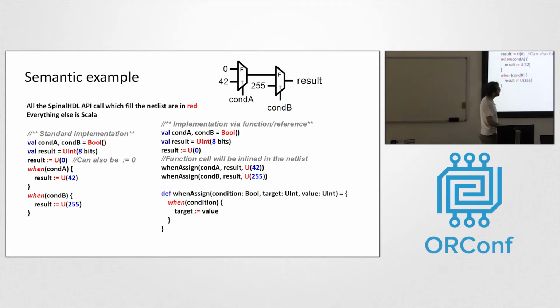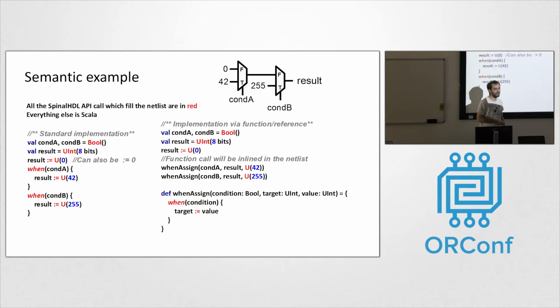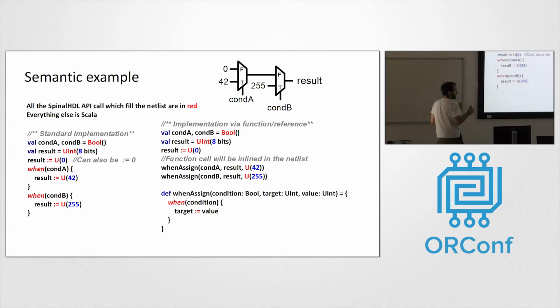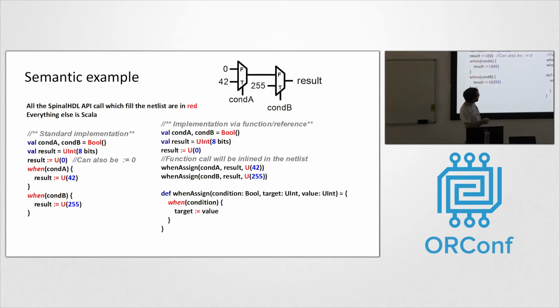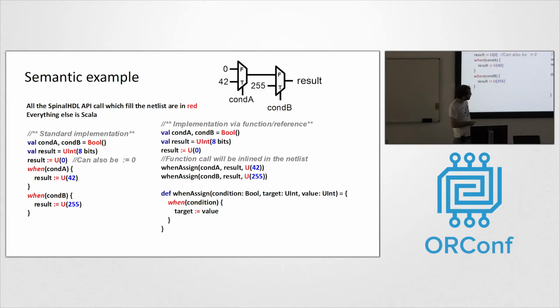For instance, here, it's using the fact that we are in Scala, so everything is object-oriented. If you give a signal as an argument to a function, what will happen? We will give the reference to that signal. You will not give a copy of this signal. So, OK, let's read this one. Defining cond A, cond B, and result as before, default value of result as before. And then a kind of function where, when the first argument is true, the second argument is assigned with the third argument. Why not?